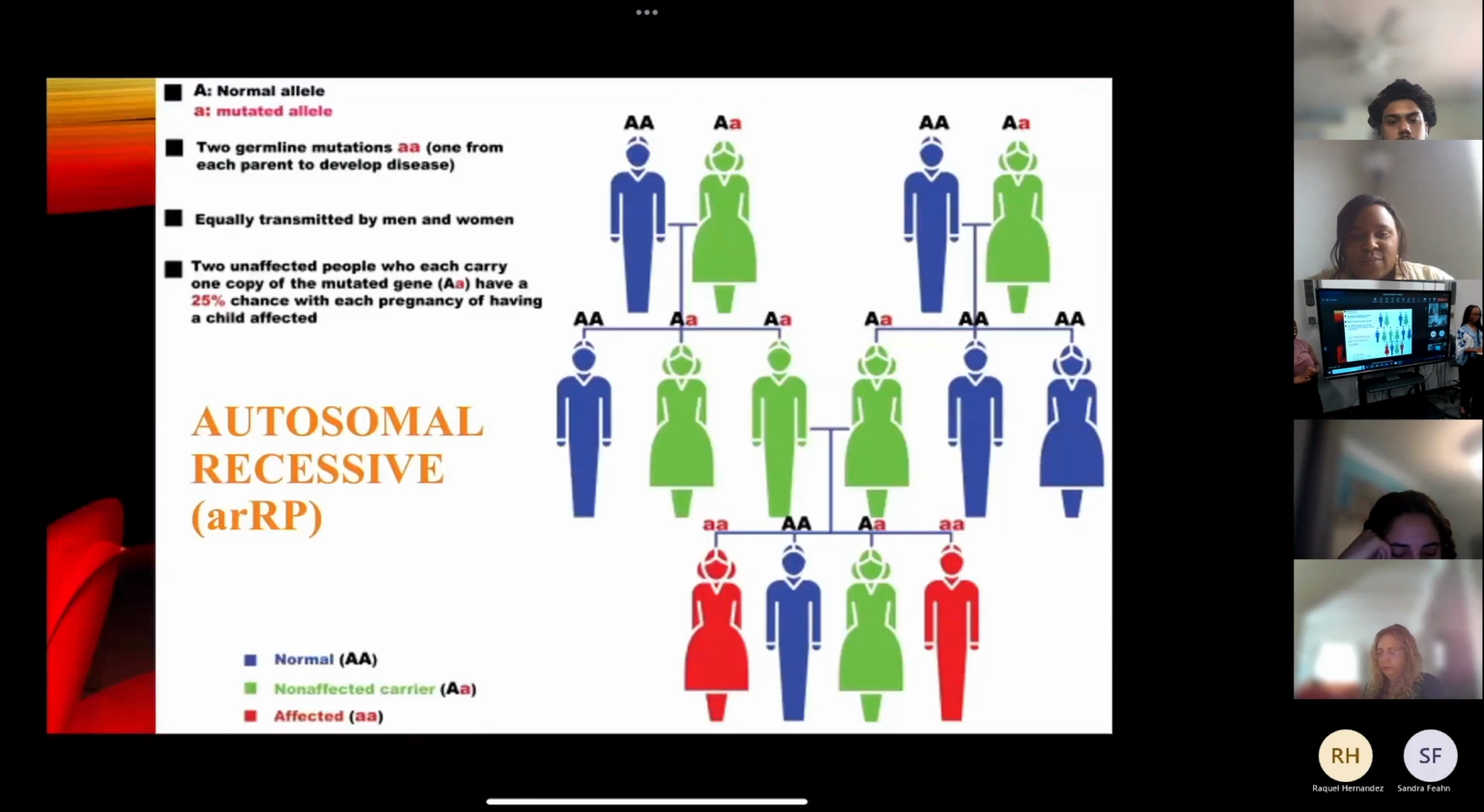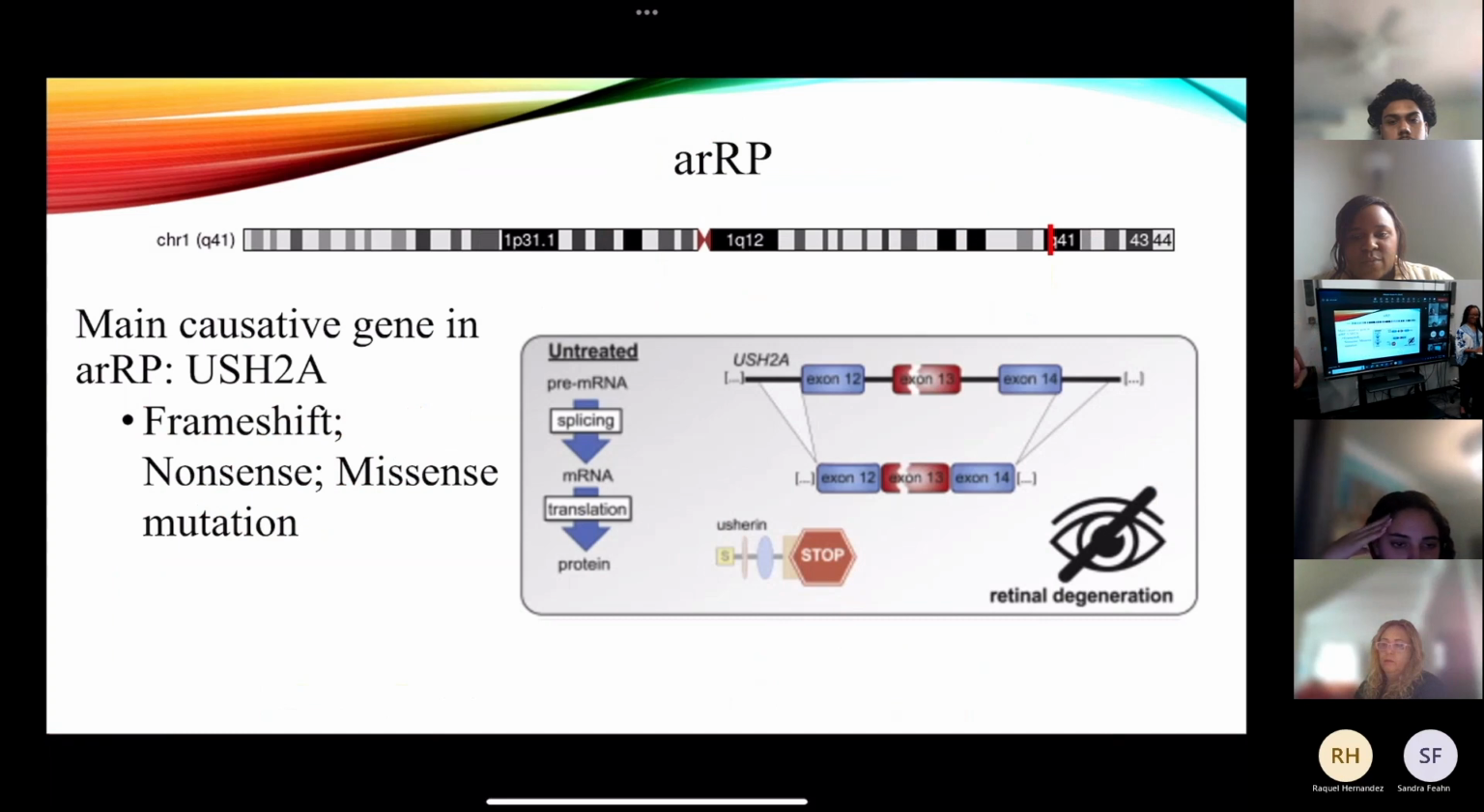And so the main causative gene in autosomal recessive retinitis pigmentosa, if we go to the next slide, is the Usher syndrome 2 gene, which is also the main causative gene in Usher syndrome. So Usher syndrome is a genetic disorder that is characterized by sensorineural hearing loss or deafness. So with Usher syndrome, retinal dystrophy is also associated. The Usher syndrome 2 gene is a large gene with 73 exons. It codes for the protein usherin, which is important in the development and maintenance of the cells of the inner ear and outer ear, as well as the retina.